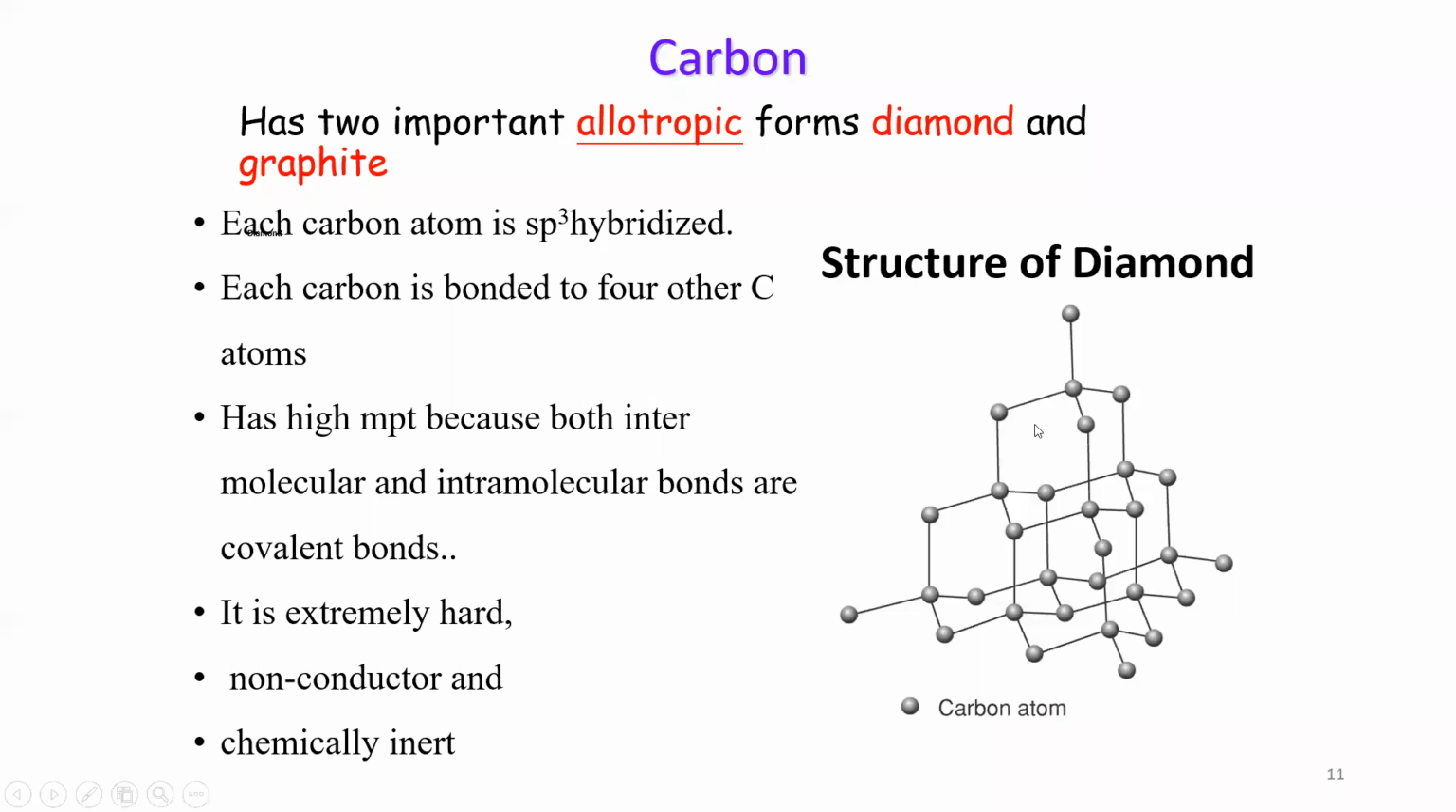So it's actually because of the diamond. That is why you see that carbon has a very high melting point, because of the allotropy of your carbon, which is actually diamond. So your diamond has a very high melting point because of this covalent bond. So it's extremely hard. It does not conduct electricity. It's chemically inert.